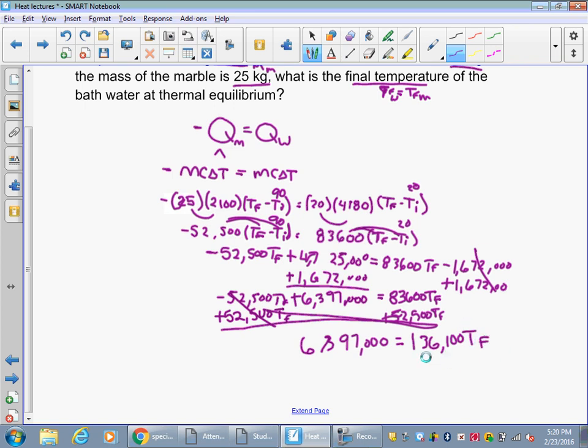Okay, how do I solve for T final? It's multiplying, right? How do I get rid of multiply? Divide both sides. Whenever I do something to one side, do it to the other. That's why we practice this stuff all the time, so you can do these harder problems. Divide by 136,100. All right, after all that work we get a final temperature of 47 degrees Celsius, which ends up being about 116 degrees Fahrenheit. You don't have to worry about this conversion right here. This is our T final though.